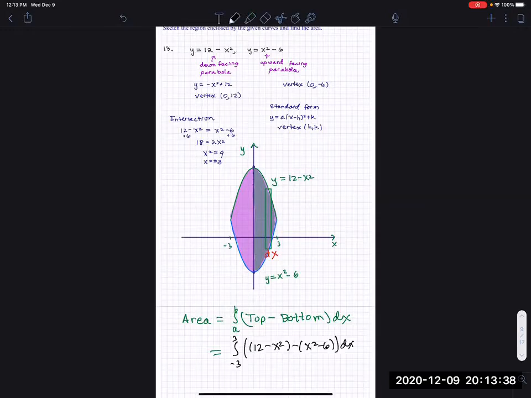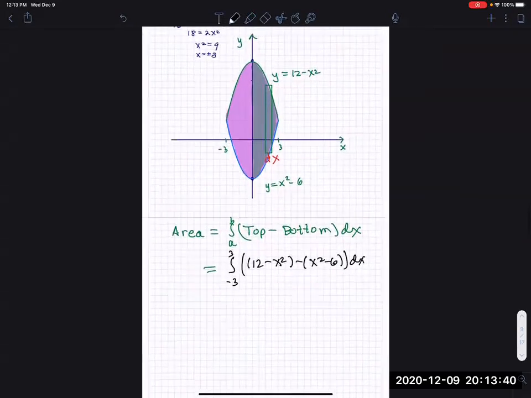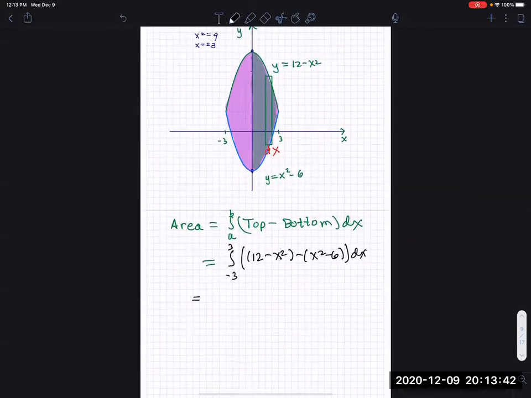All right. But anyway, I'm going to find the area. I'm just going to go from 0 to 3. I'm going to get the integral from 0 to 3, and I'm going to double it. It's going to be easier to put in 0. And then I'll simplify this. 12 minus -6 is 18. Negative x squared minus positive x squared is negative 2x squared, dx.